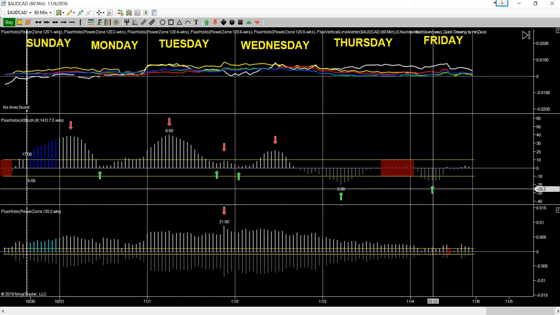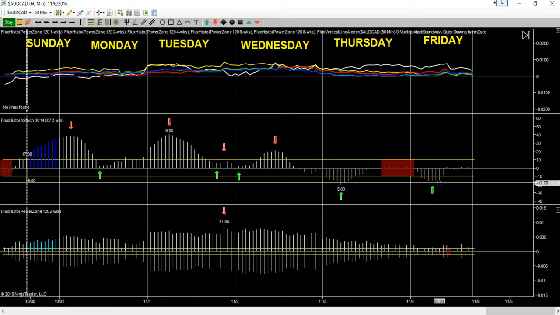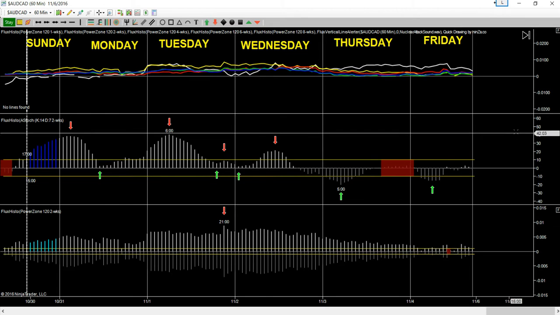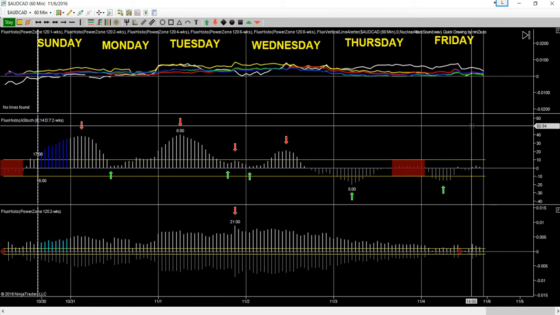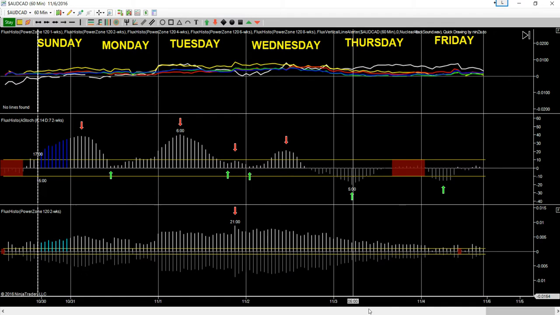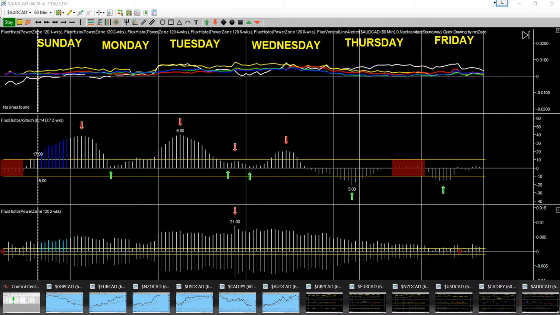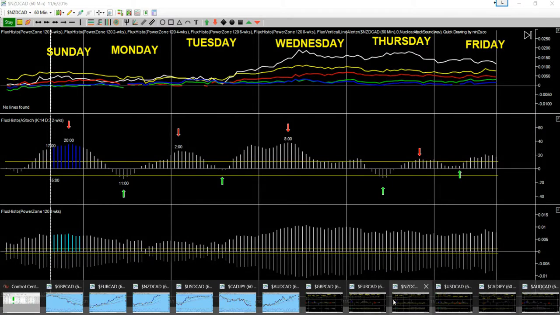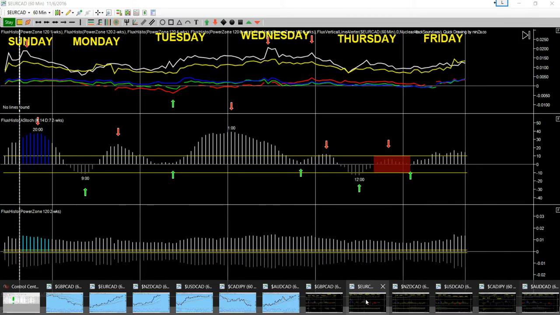till 6 a.m. in the morning, and then that'll be pretty much it. It looks like it chops after that. Always refer to a small time frame to get your entries. Okay. And I think that's all the currencies that I'm looking at for the Canadian side of it.